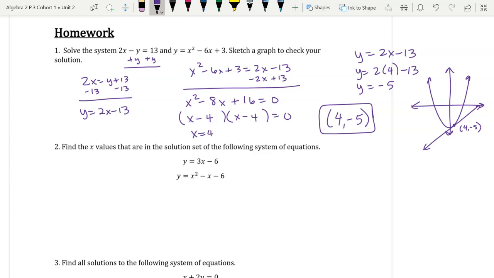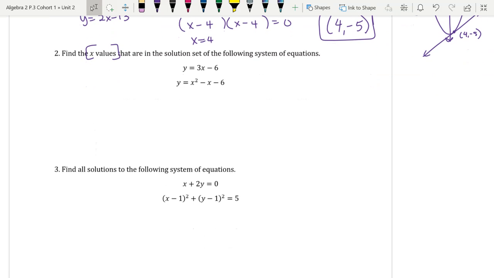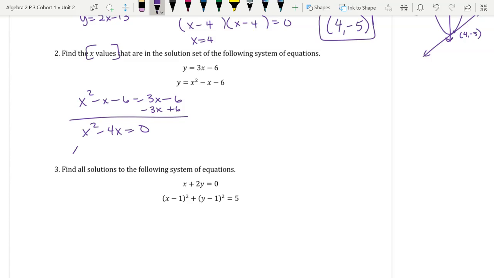Number 2 says find the x values that are in the solution set for this system. Now here, since it just asks for x values, you don't have to find the y values. So let's set these equal to each other. X squared minus x minus 6 is equal to 3x minus 6. Subtract 3x and add 6. We'll get x squared minus 4x equals 0. GCF factoring, x times x minus 4 equals 0. So x equals 0 and x equals 4. Putting it in a solution set would probably look better. Notice for this one, I did not find the y values because they didn't want me to.